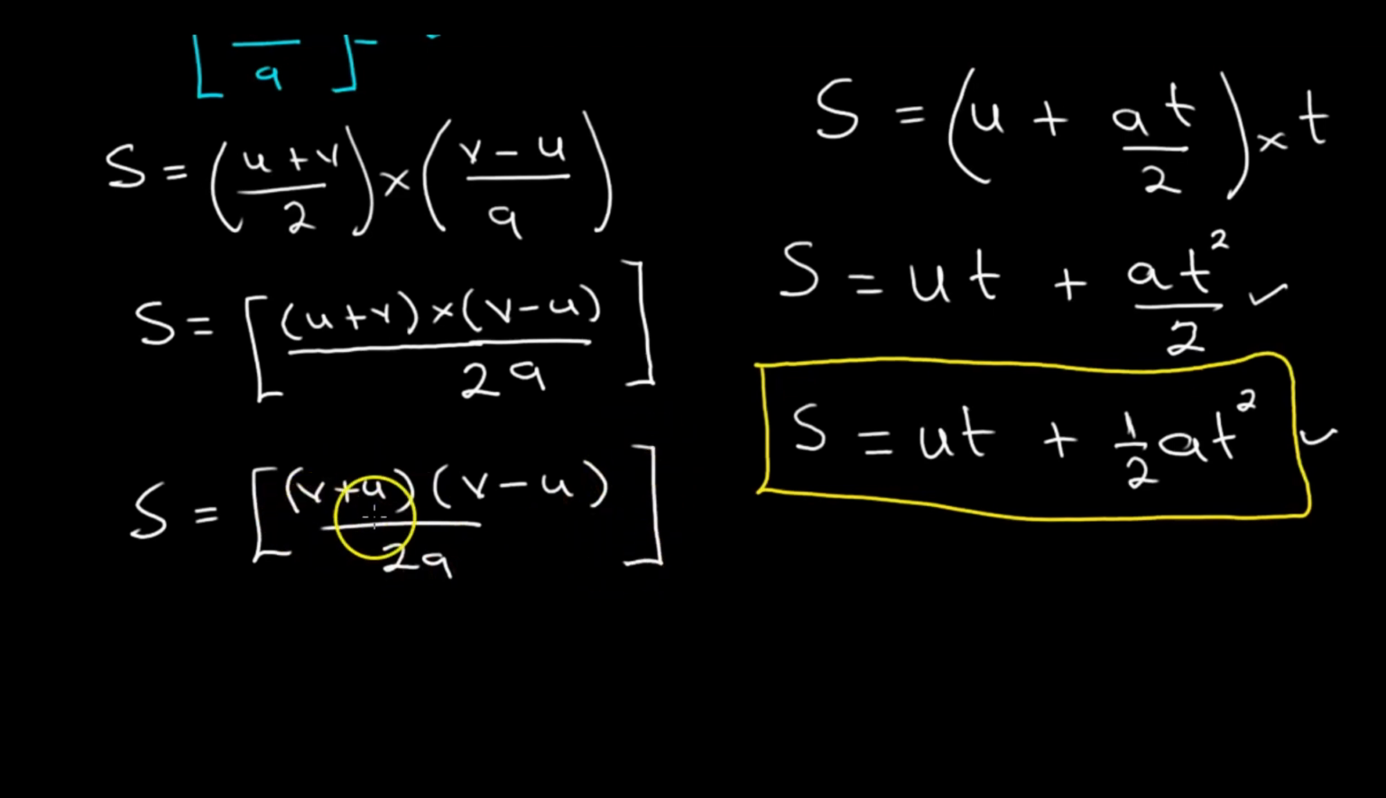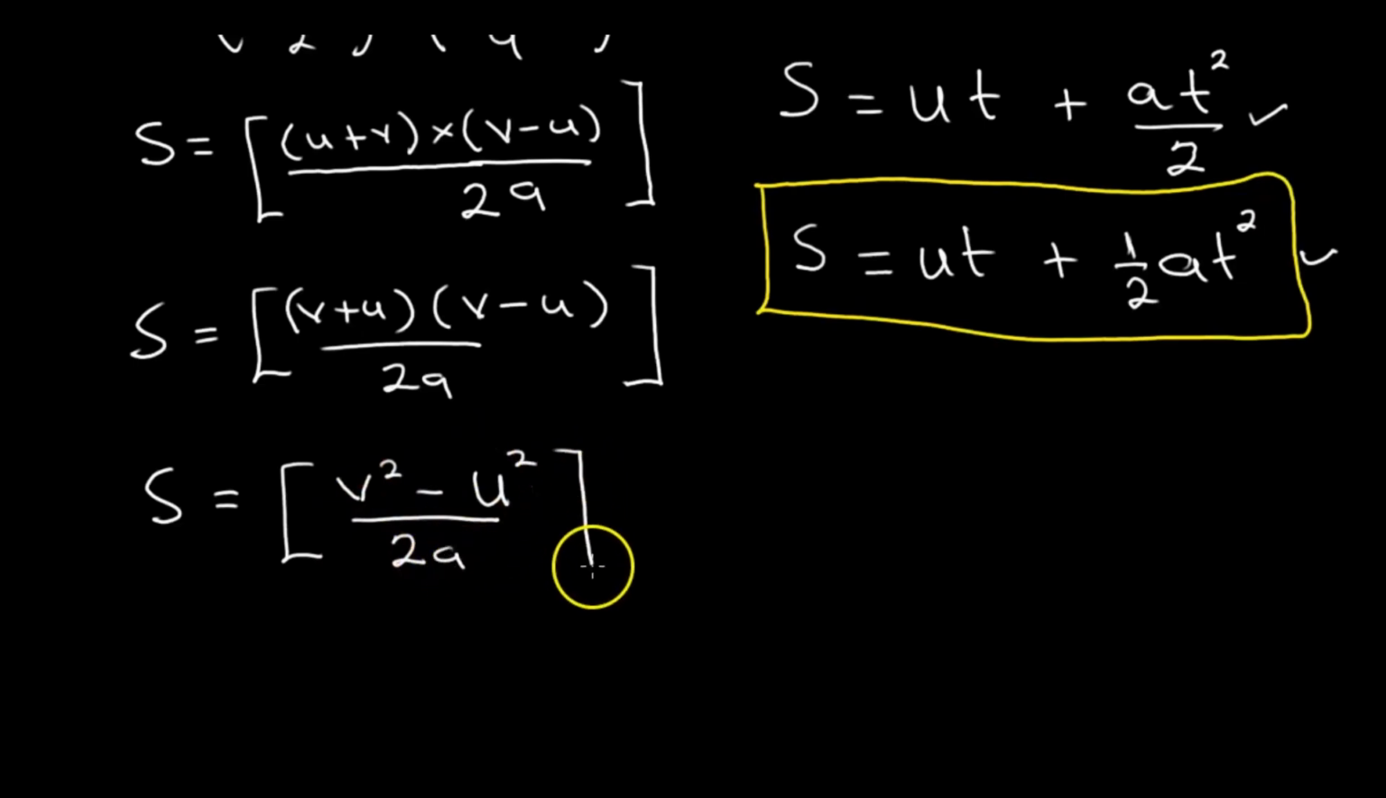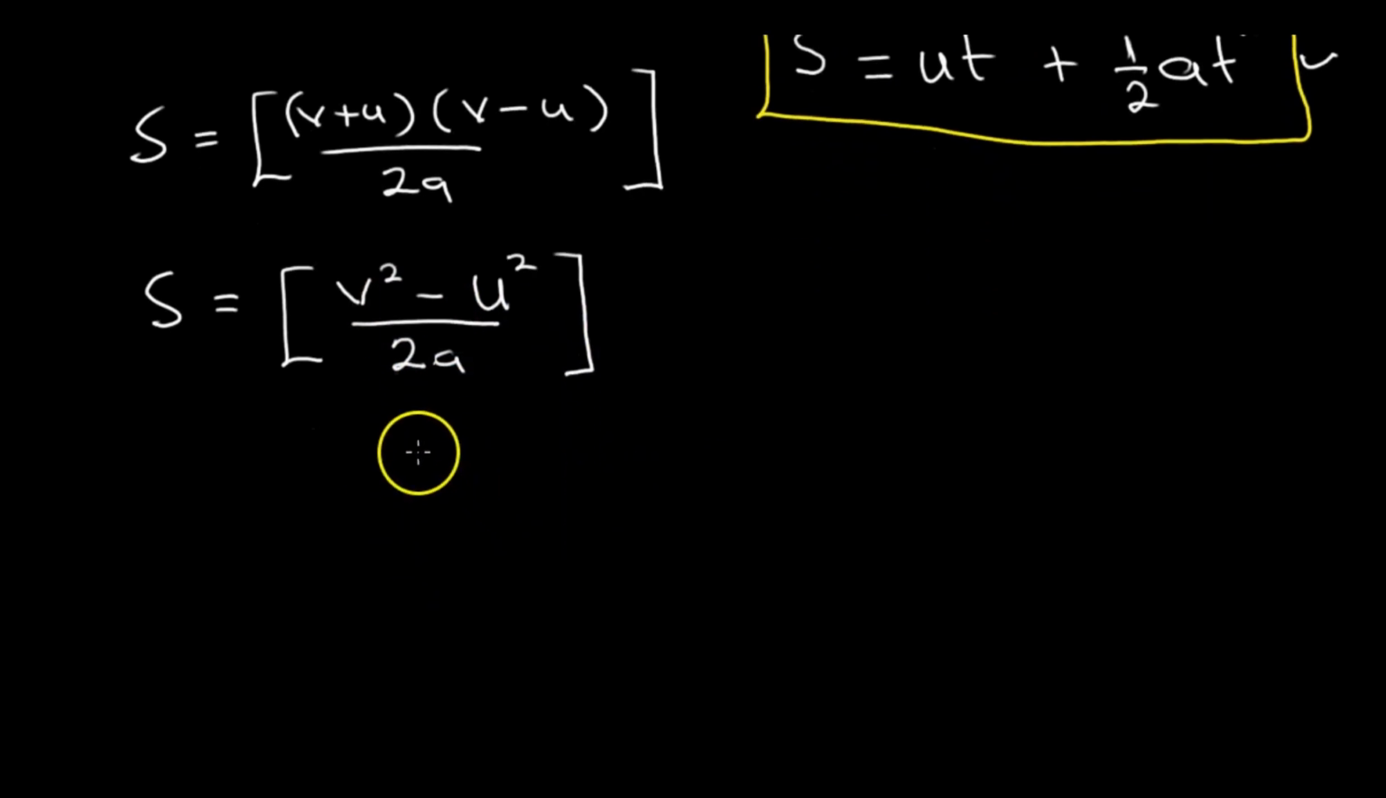Now when you watch closely, the numerator gives us the difference of two squares. If you don't agree, you can go ahead and expand this, and you are going to get what I'm going to write. So s is equal to the difference of two squares, that will be v squared minus u squared. As I said, if you don't agree with me, go ahead and expand and you will get this same thing. And if you want me to expand it, let me know in the comment section. I'll gladly do that.